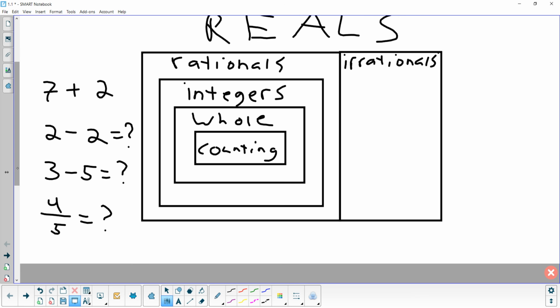Okay, that's a problem with integers. If all you know is integers, you can't do that. There's no way to take 4 objects and divide them out to 5 people. The only way you can take 4 and divide it out to 5 is if you start breaking things into parts or fractions, pieces of things. And that's where rational numbers come in.